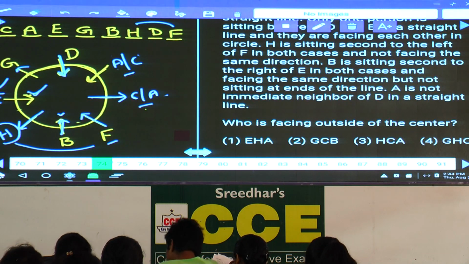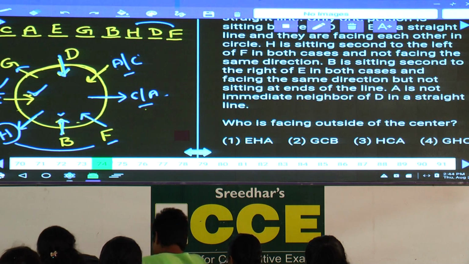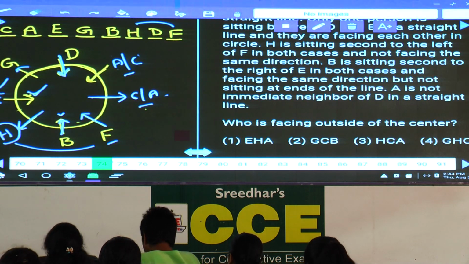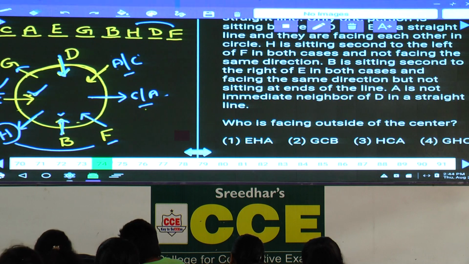And G, C and B. B is facing towards the center. H, C and A: C and A, both these two persons are not facing away. G, H and C: now this also we cannot determine, isn't it? Again, the position of C cannot be identified.